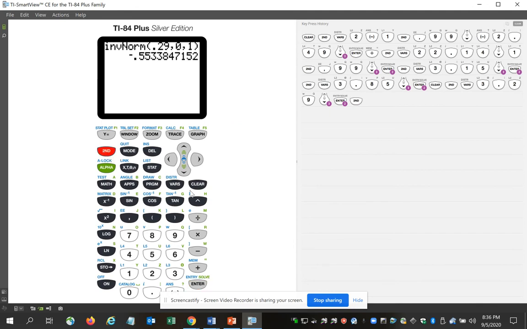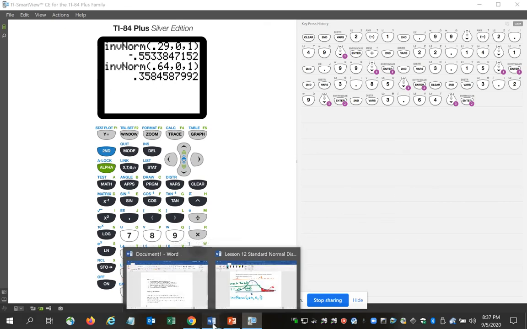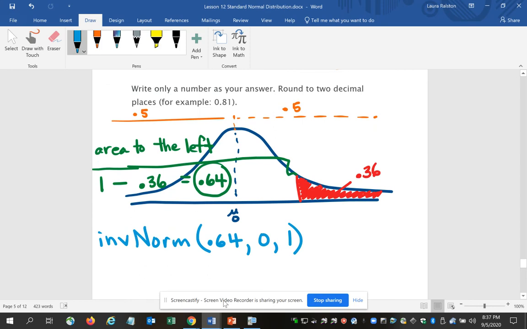So second, vars, option 3, I have 0.64, mean is 0, standard deviation of 1, paste, enter, and I get 0.358. When I round that to 2 decimal places, it becomes 0.36. So my z-score is 0.36.